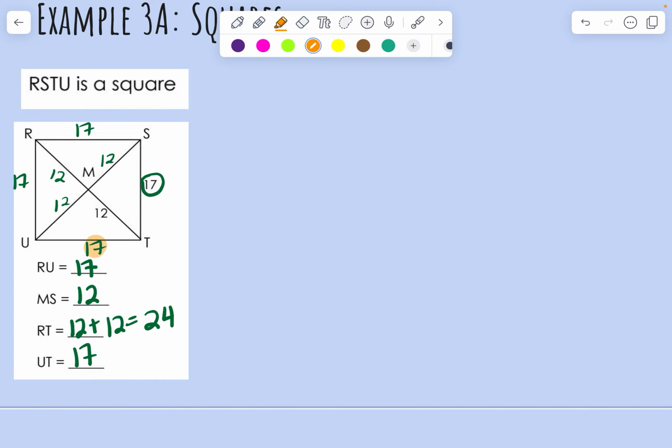So again, the 4 sides are all 17. The 4 different smaller parts of the diagonals are all 12. And then the whole entire diagonal is 24.